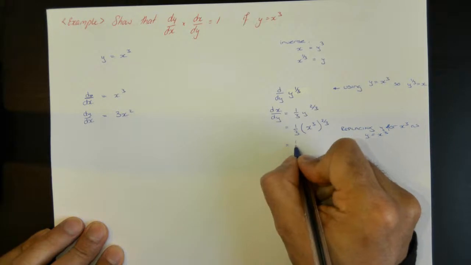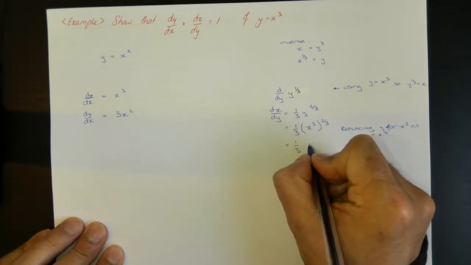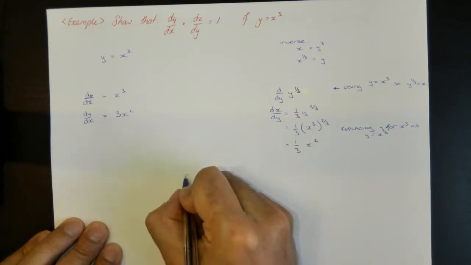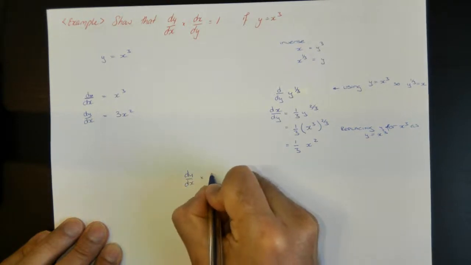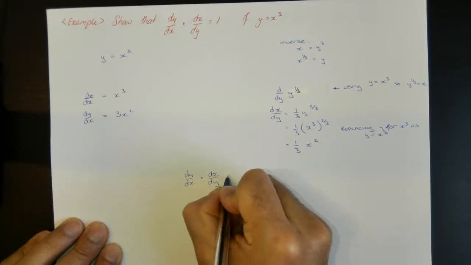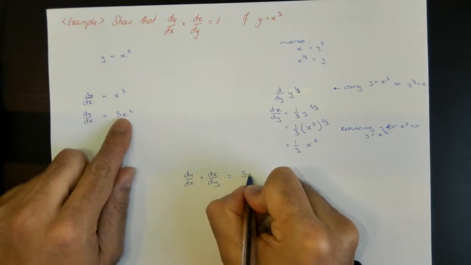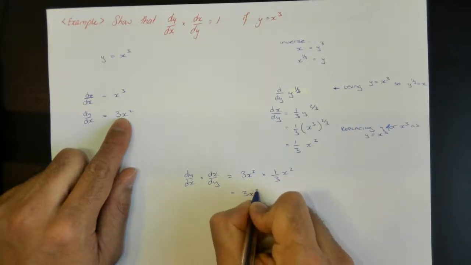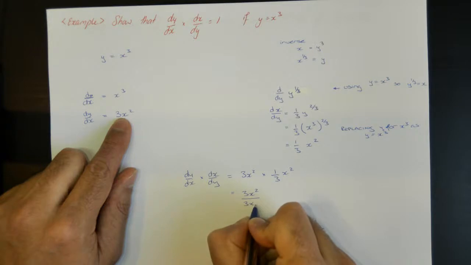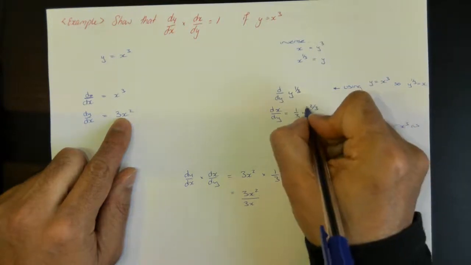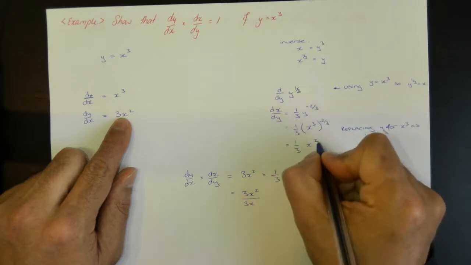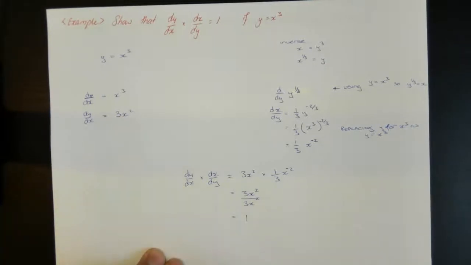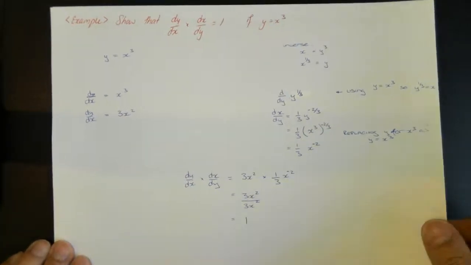So dx over dy is going to give us a third x to the power of minus 2/3. Okay. So now bringing this together, we're going to get 3x squared times a third x to the power of minus 2/3, so that's going to be x to the power of 0. Yep. That gives us 1.